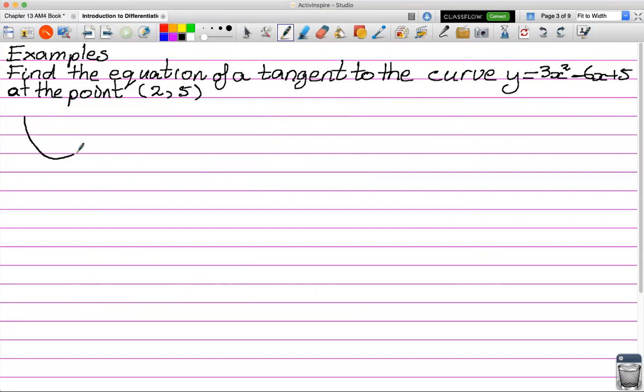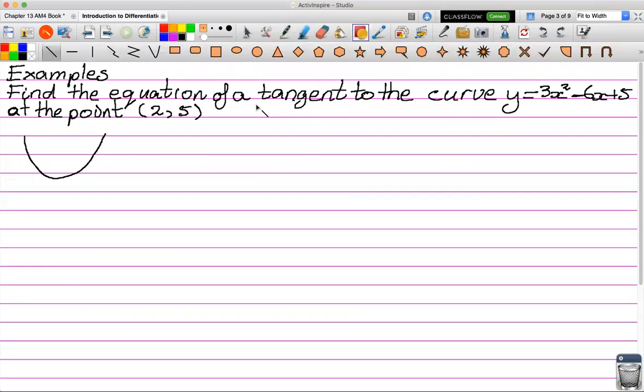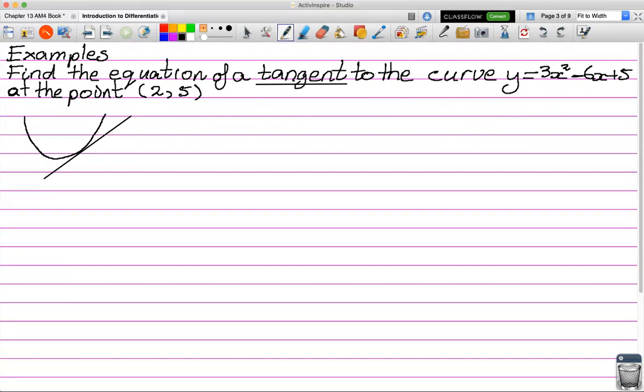Well, what does it mean? Well, it means that we have a quadratic. It's a positive quadratic, so it's roughly going to look like that. A tangent is a straight line. It's a tangent to the curve. It's a straight line that touches the curve at one point. And the point that they're saying it touches it at is the point 2, 5. We've been told to find the equation of this tangent.